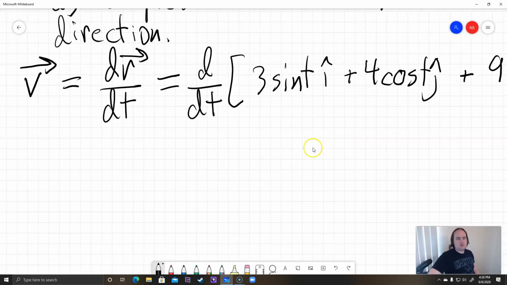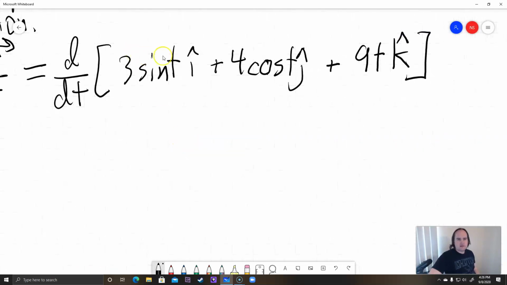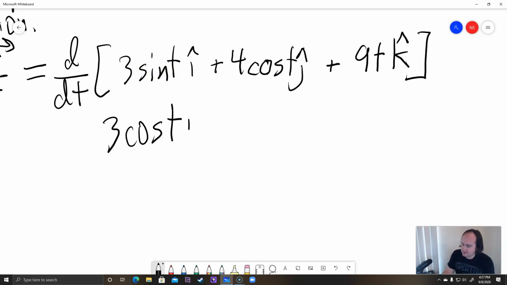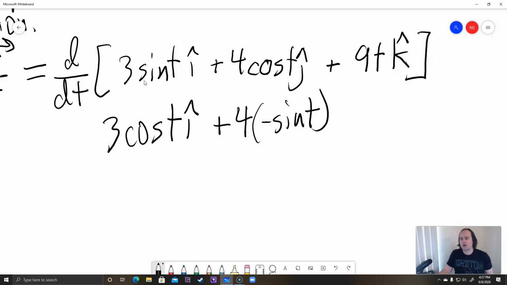And remember, to take the derivative of a vector function, you just take the derivative of each component. So first of all, we take the derivative of 3 sine of t. Well, 3 is just a constant, so it stays out front, and the derivative of sine is positive cosine. So for our first component, we have 3 times cosine of t times i. Then for the next component, the derivative of cosine of t is negative sine of t. So our next component is plus 4 times negative sine of t, because 4 is a constant, it just stays out front, times j.